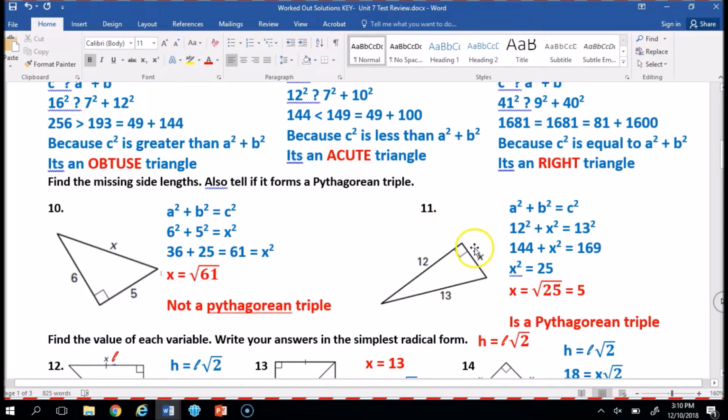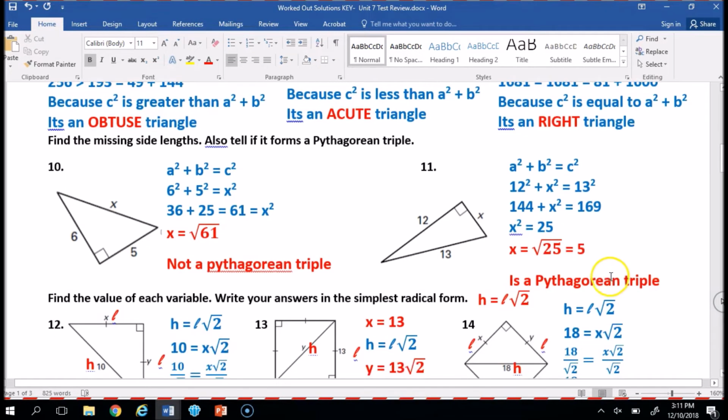Number 11 here, again, first thing we've got to do is figure out what is the hypotenuse, and 13 is our hypotenuse here. So we're going to do 12 squared plus x squared, set that equal to our 13 squared. Work through this problem. We get 144 here for 12 squared. We're just going to subtract that from 169. That gets us 25, and the square root of 25 is 5. This one is a Pythagorean triple, again, because we have 12, 13, and 5 as our sides, and those are all three whole numbers.